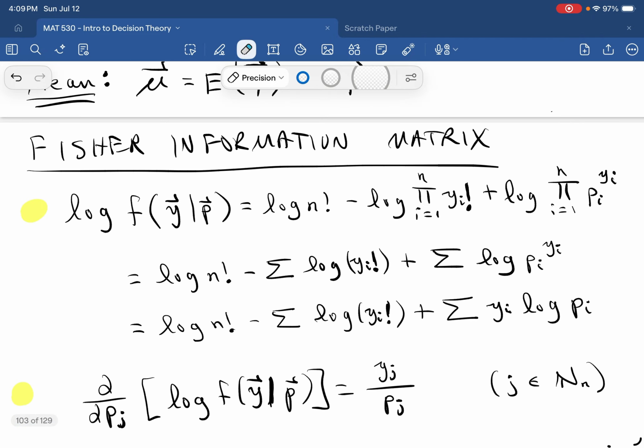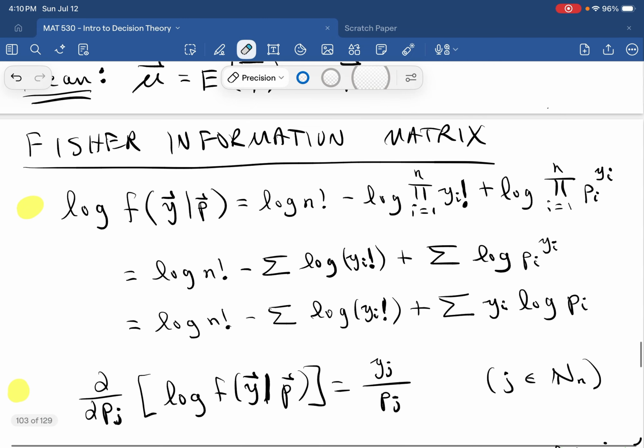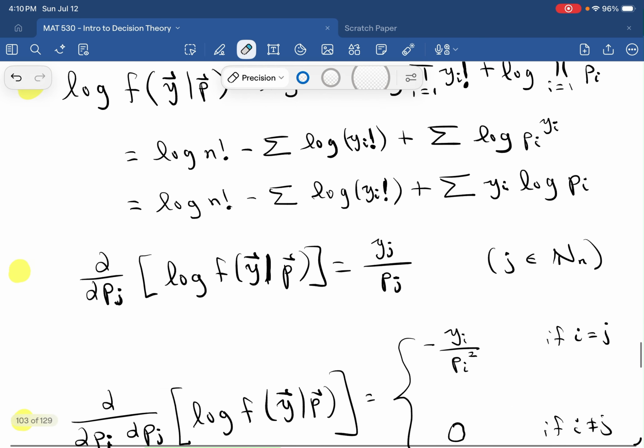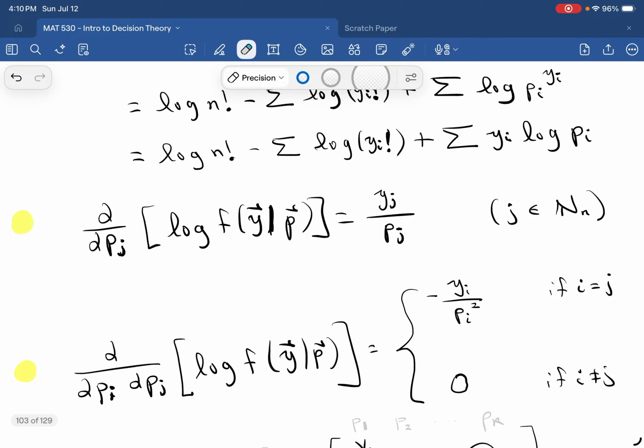Next, we need to calculate some partial derivatives of that log function. So notice here that we're calculating the partial derivative with respect to p_j, where j is just some natural number from 1 to k. And if we are going to use the computationally friendly formula, we'll also have to calculate another partial. So that's the next step. Now let's calculate the partial with respect to p_i. If i is different from j, then we're just going to get 0. But if i is equal to j, then we get this.